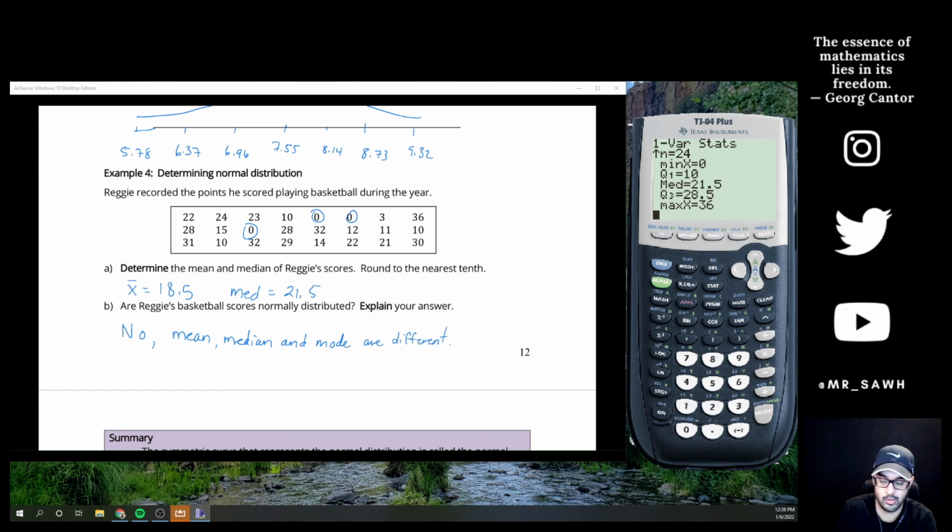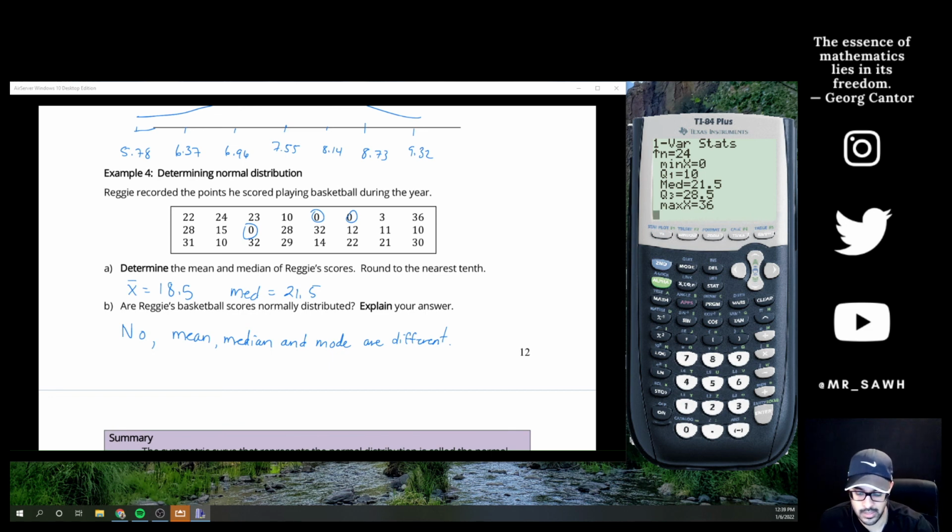Right? And that normal curve is essentially a histogram. It talks about frequency. So the numbers that are in the middle have to be the ones that repeat the most. They have to be the ones that are in the middle. They have to be the ones that are the average. So all 3 have to be the same. Since they're different, this is not a normal distribution.